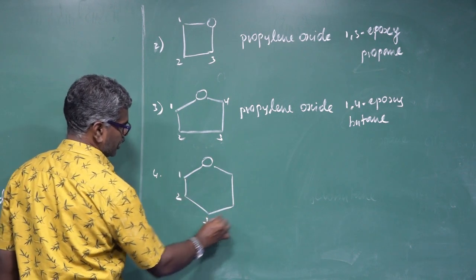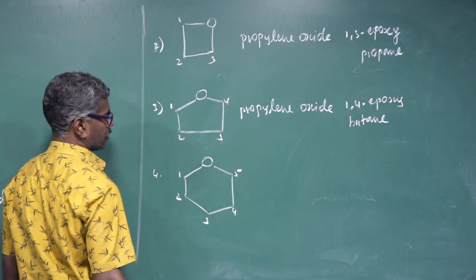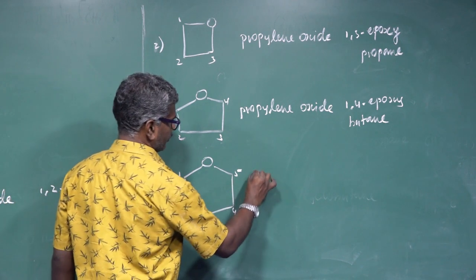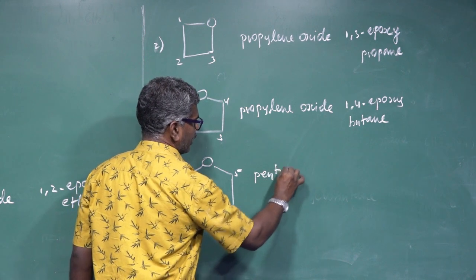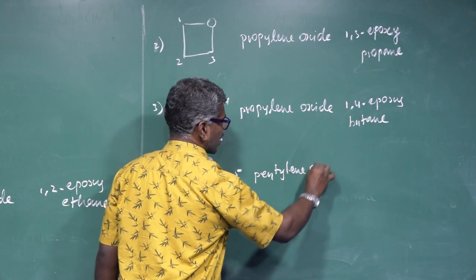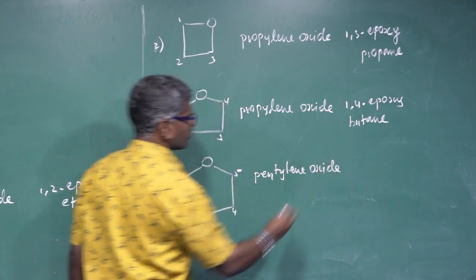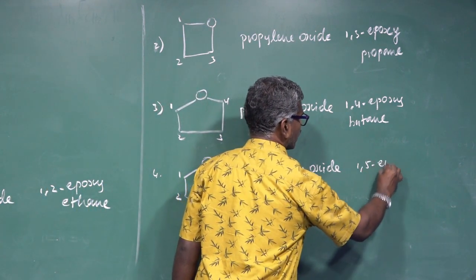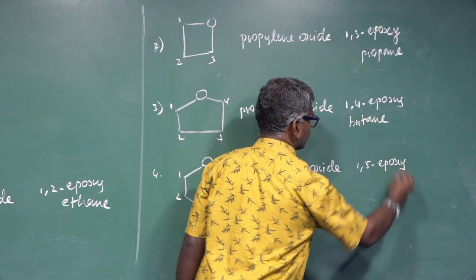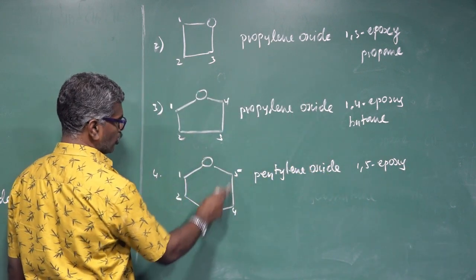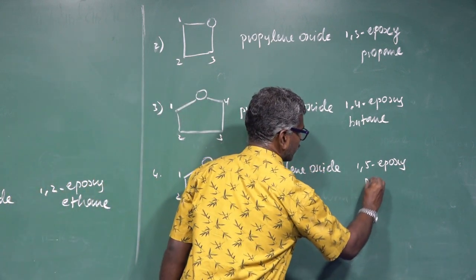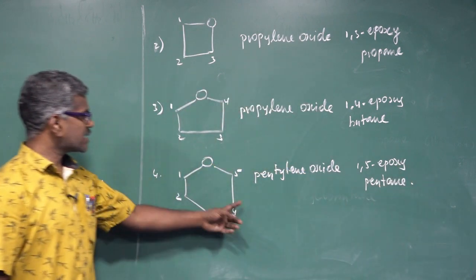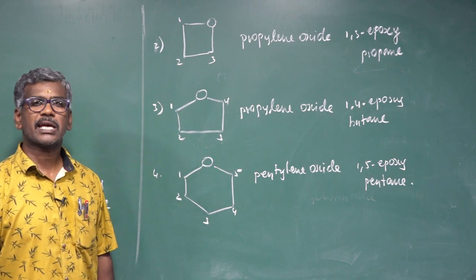One, 2, 3, 4, 5. Totally 5 carbon atoms. So pentylene oxide. IUPAC name 1,5-epoxy, 1, 2, 3, 4, 5. Pentane. These all are examples for cyclic ether.